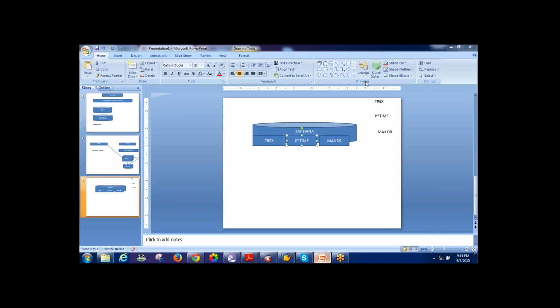Amrup, you are going to give the session on which version of HANA? SP08 and SP09. Okay. We'll use 08 and 09.